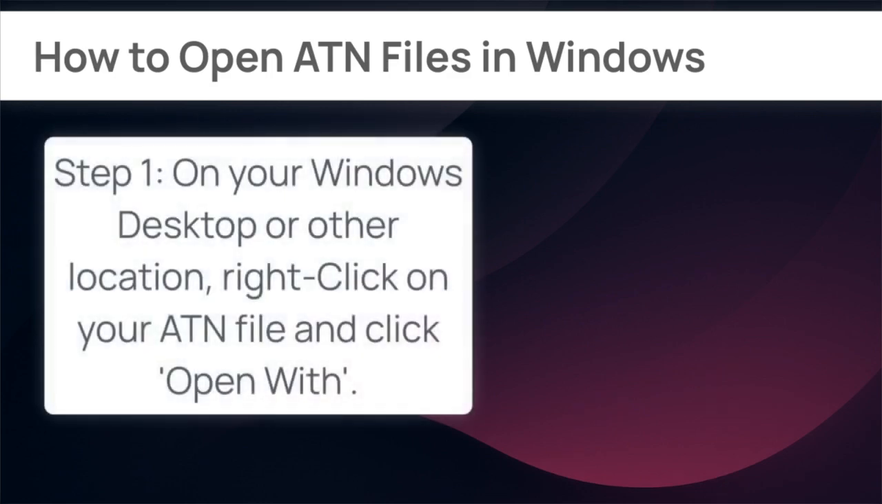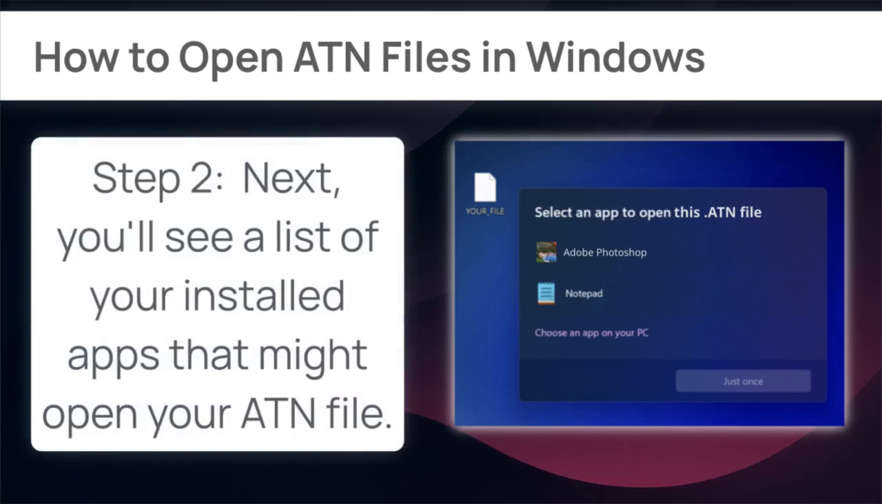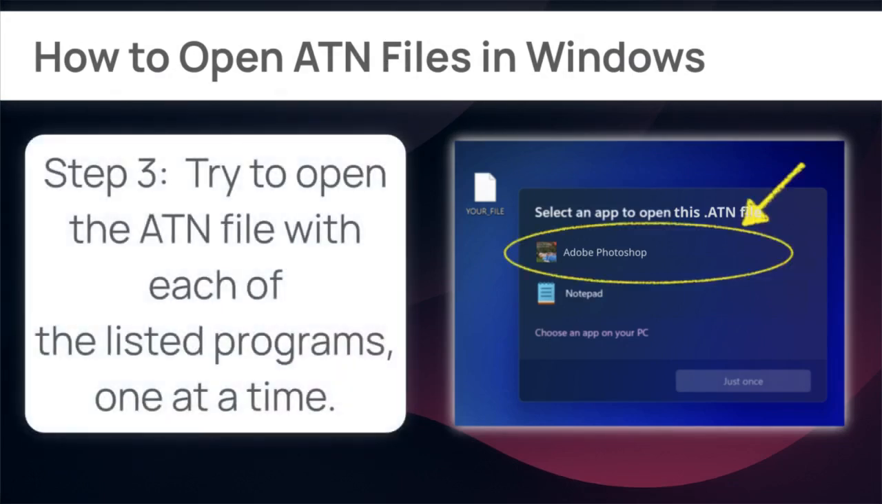Your first move is to test all possible decoders. Right-click your ATN file and choose Open With. Use Adobe Photoshop if it is installed. If it's missing, select another program. Testing is the quickest diagnostic method.